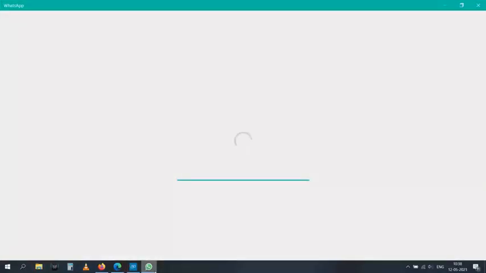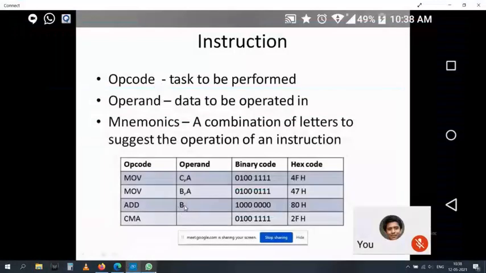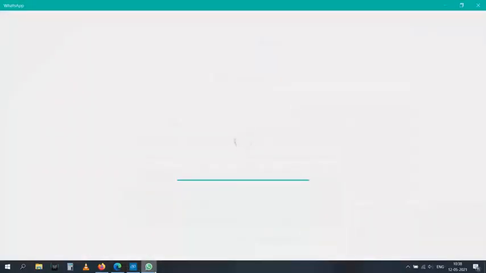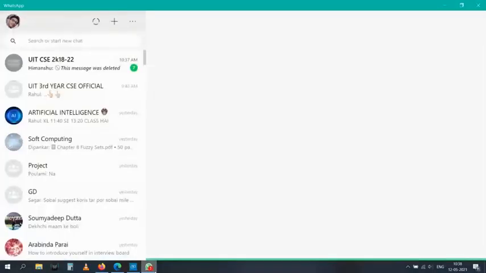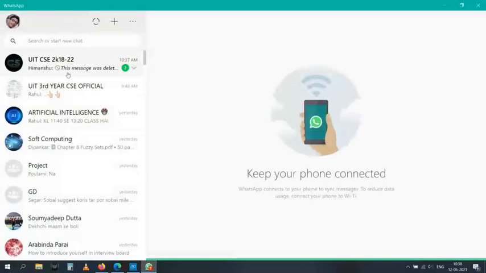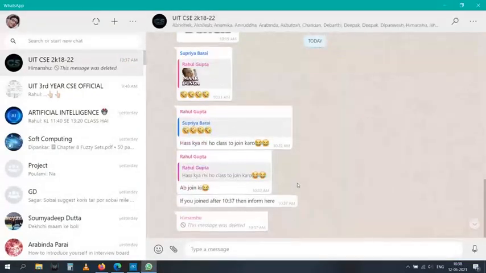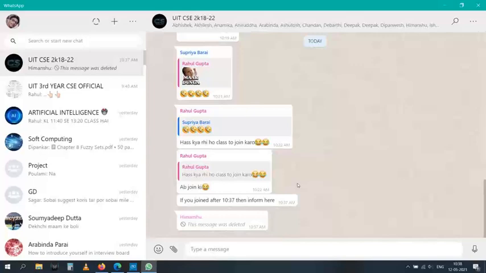So we are writing add B. We are specifying the register B, but the register A is implicit. It is there. With whom will it add its contents? It will add its contents with the accumulator only. It will not do it with anybody else. And the result of this addition will also be stored in the accumulator. This is standard.